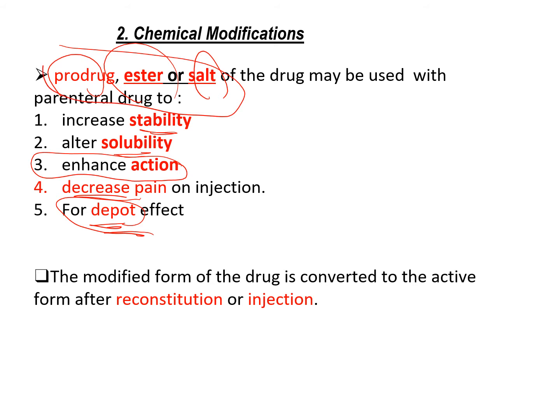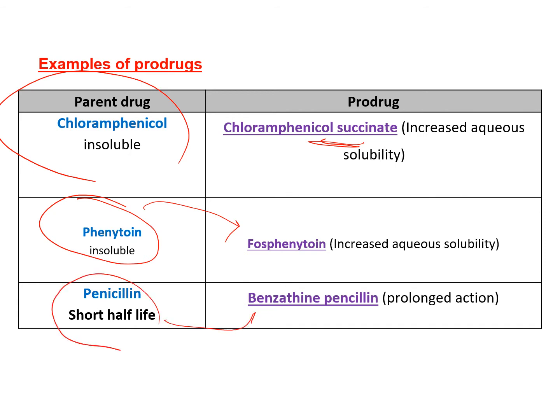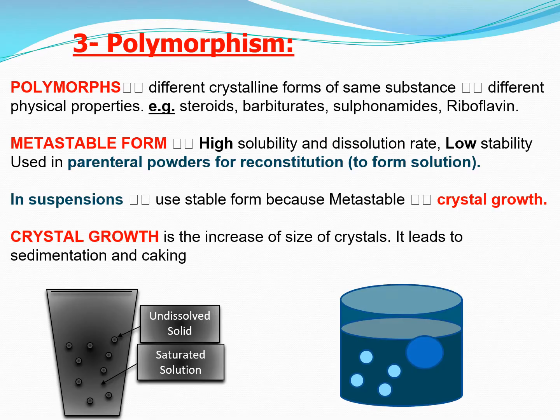After making it in the form of an ester or salt, it needs to be converted to the active or original form, either after reconstitution before injection, or even sometimes after injection. We have examples from the market. We have chloramphenicol, which is insoluble. If we want to make it an aqueous solution, we need to convert it into chloramphenicol succinate. Same also in the case of phenytoin, it needs to be converted to phosphenytoin. On the opposite side, if you want sustained release of penicillin, convert it into benzathine penicillin, which will give prolonged action for several days.